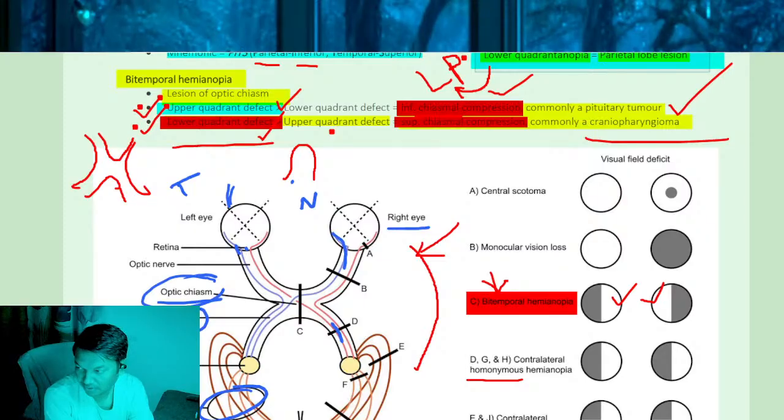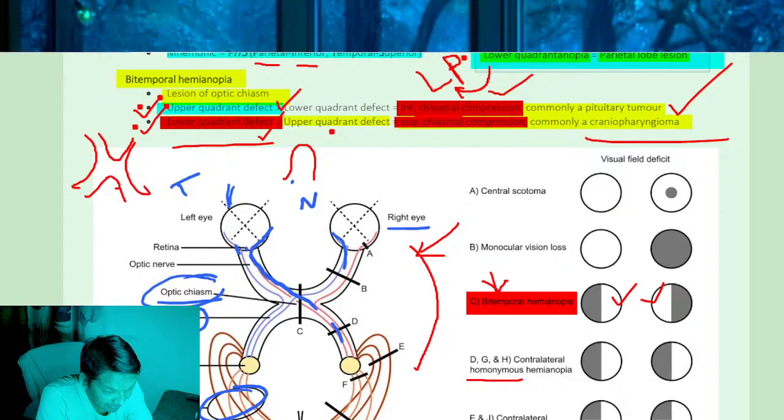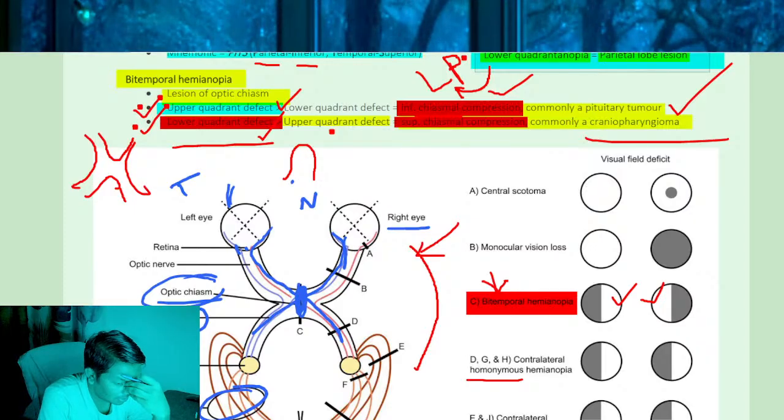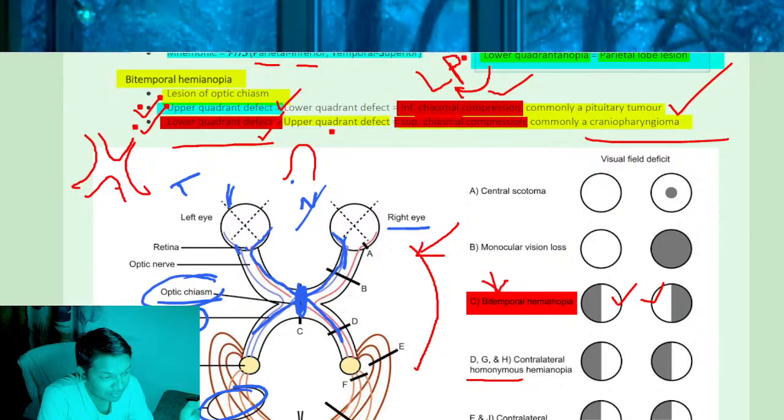Okay. So only the nasal fibers cross over at the optic chiasma. If there is any tumor or any lesion over this optic chiasma, then both sides will not cross over. This side also nasal field, this side also nasal field will not get.